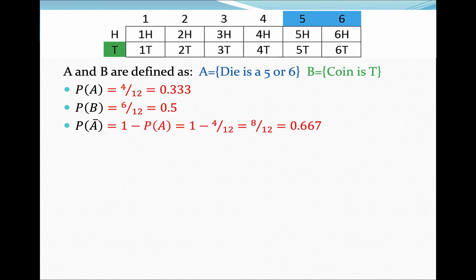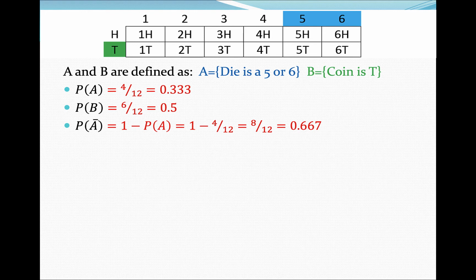So anyway, the probability of A complement, I use the complement rule here, which is just 1 minus the probability of A. That's 1 minus 4/12, which is 8/12. You can also get this from the table. There are 8 outcomes that are not in A, out of the 12 outcomes, and that will give you that 0.667 as a probability.